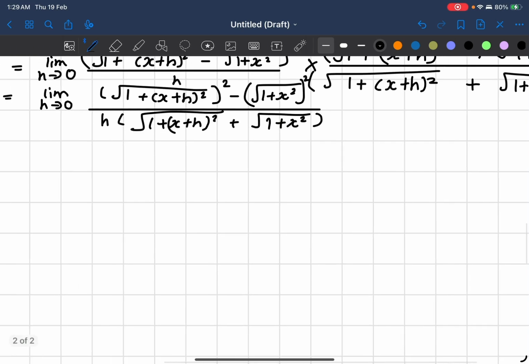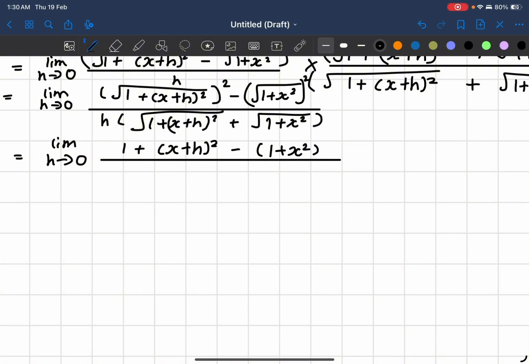Okay, so we know that when we square a radical, the square root just cancels out, and we're just left with the expression inside of the radical, right? So basically the same logic is applied here. We're just going to get 1 plus x plus h squared minus 1 plus x squared, and then the denominator is going to be the exact same. So that's a bit lengthy, but yeah. So let's just copy that.